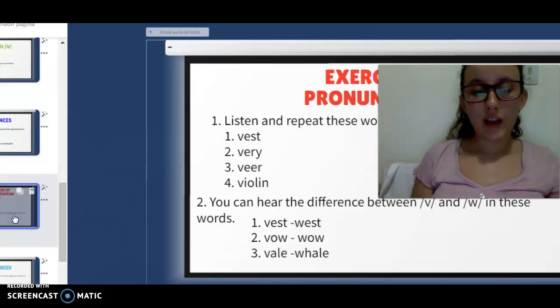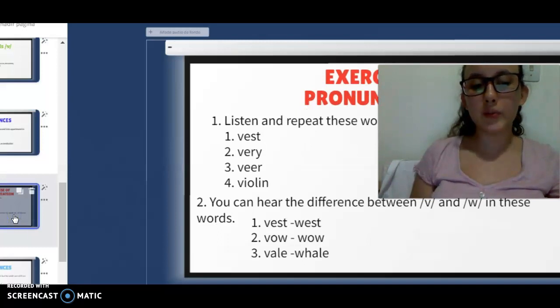Okay, I do an exercise of pronunciation. Listen and repeat these words: very, violin. You can hear the difference between the and why in these words: best, with, bow, wow, well.